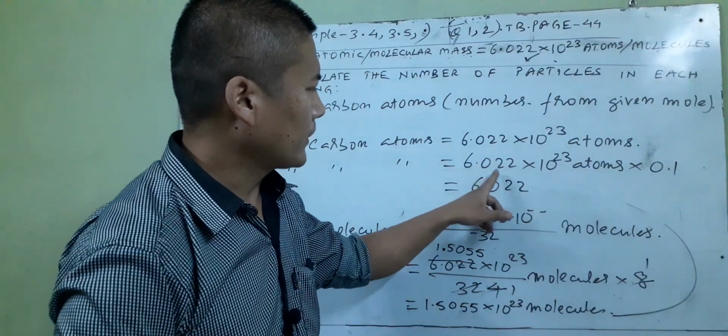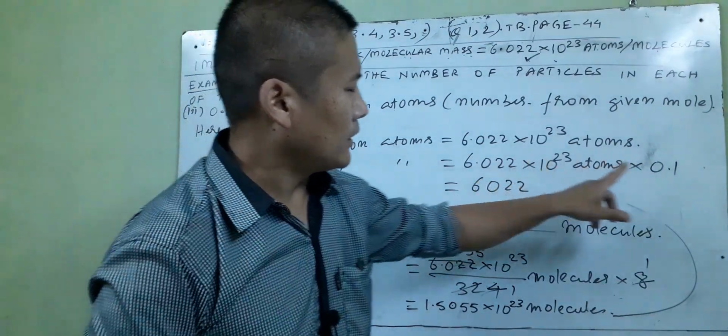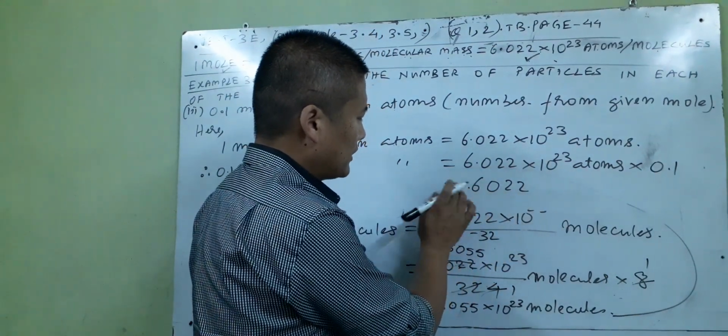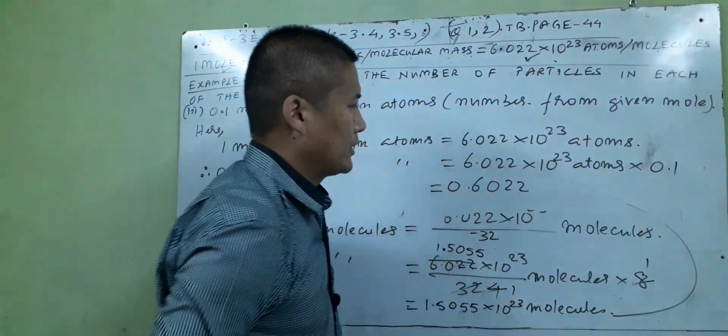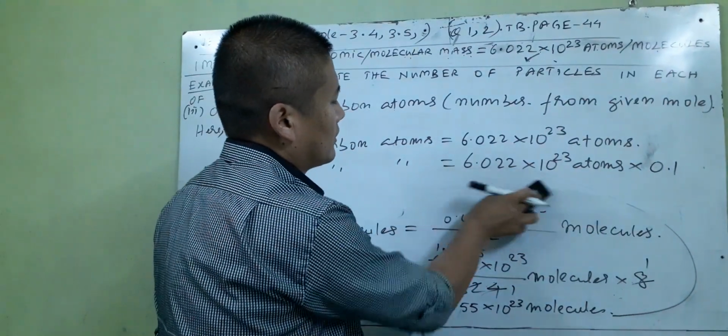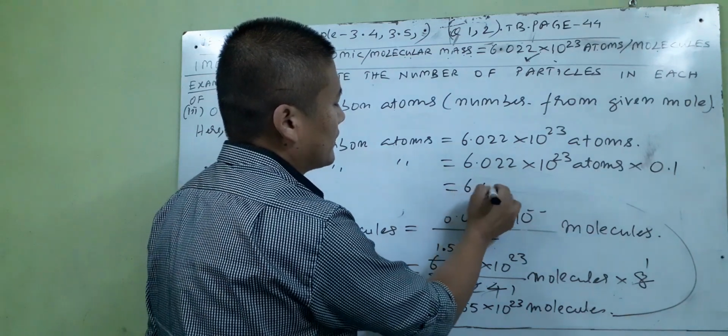Now here, 1, 2, 3 decimal and 1 here, 4. So 1, 2, 3, 4 decimal will shift here. 0 point, like this. So instead of doing that, the best way is, this is already in standard form.